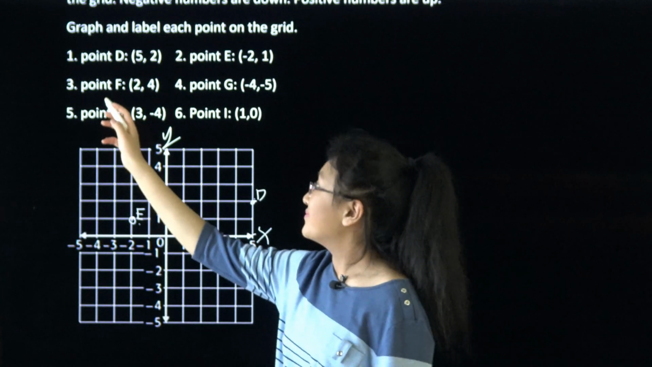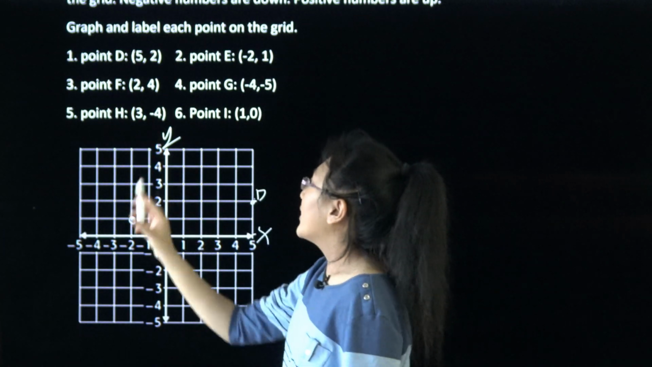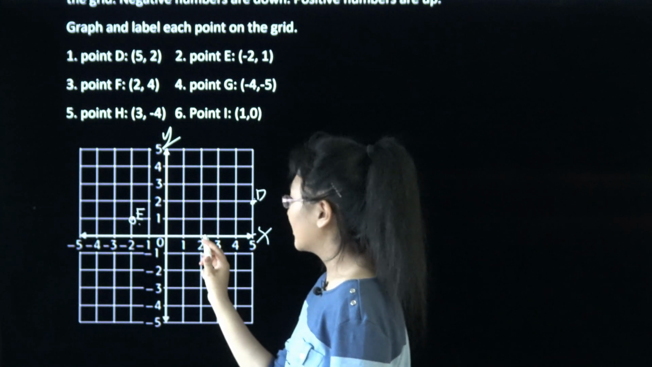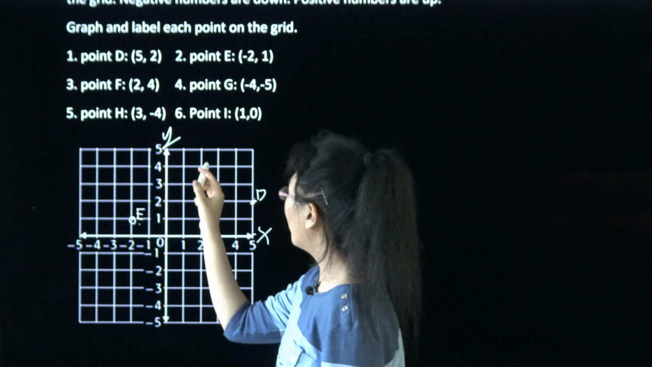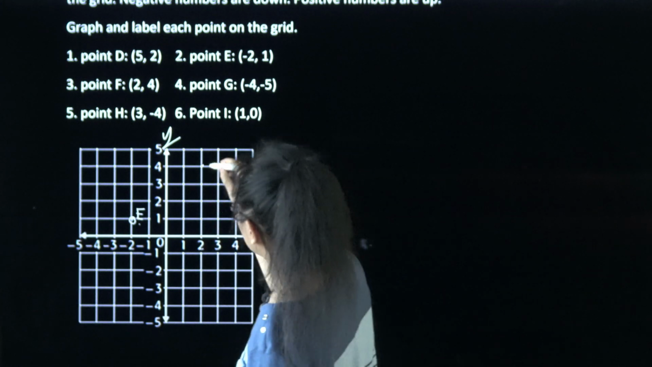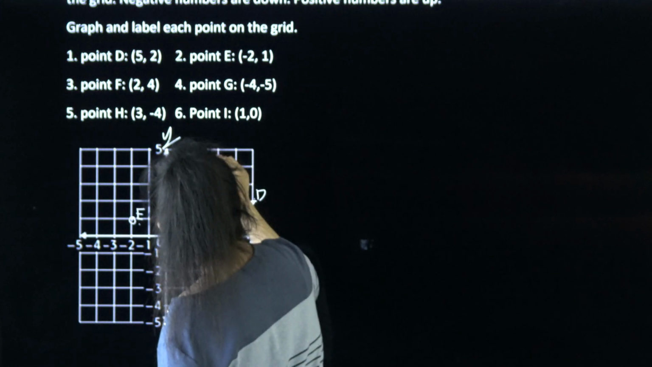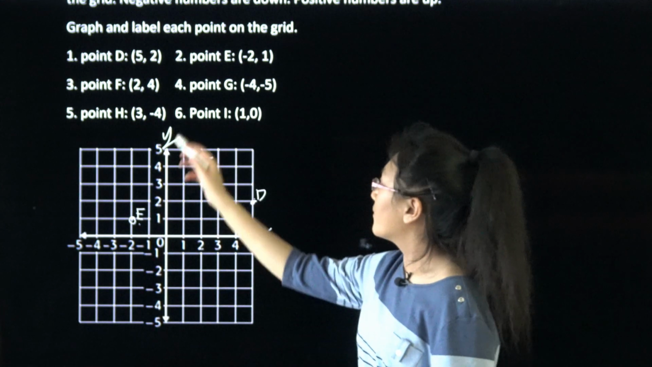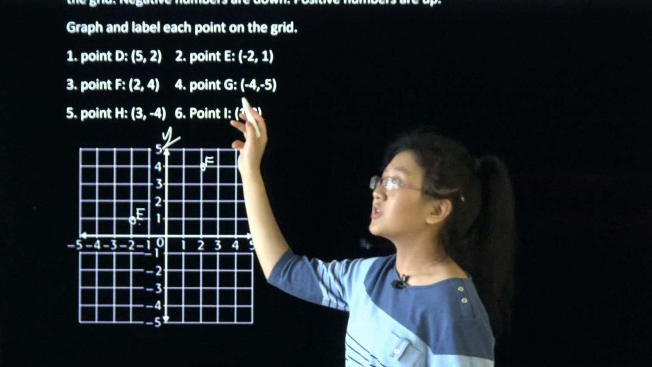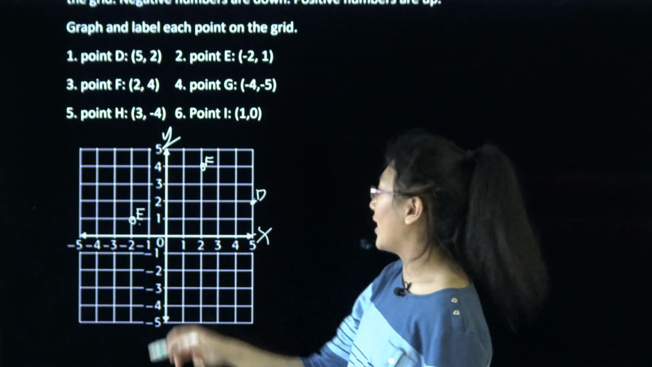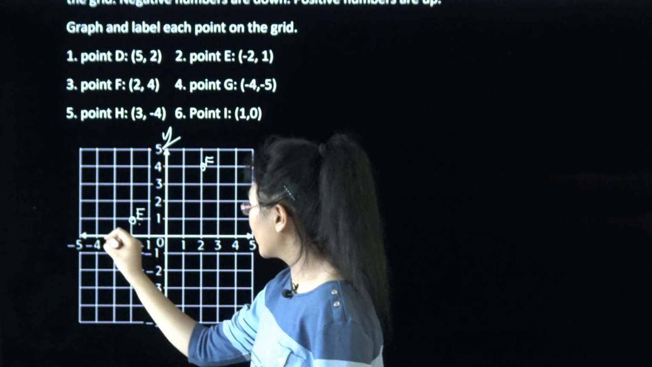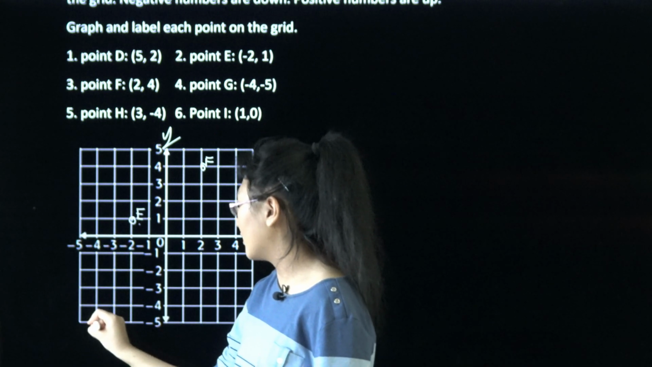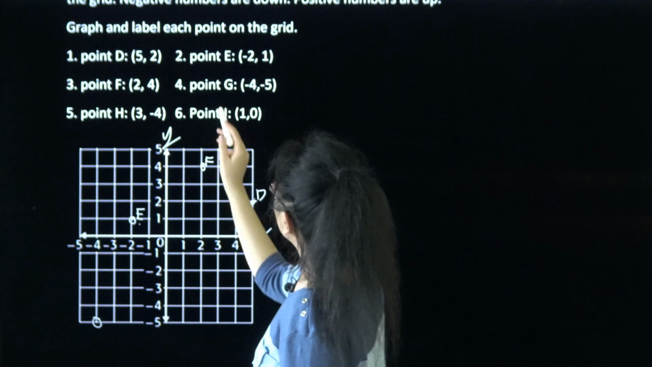We're on the third question. Point F is 2, 4. So we find 2 on the x-axis, because that's the first number, and then we find 4 on the y-axis. So this would be point F. Question number 4 tells us to find point G, which is negative 4, negative 5. So we find negative 4 on the x-axis, which is right here, and then we find negative 5 on the y-axis. That's point G.